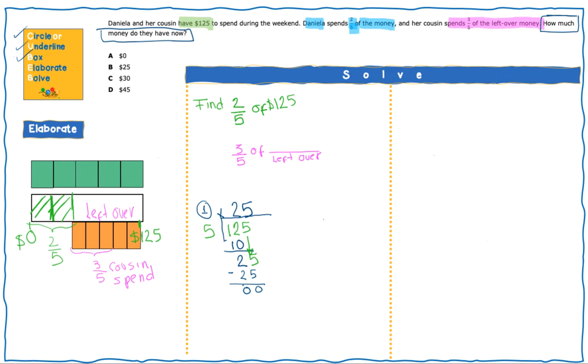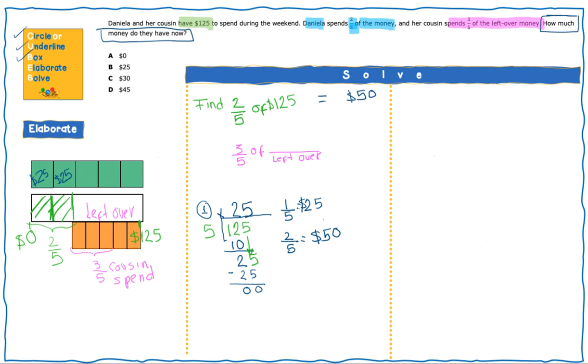That means in each of these pieces right here, we will have $25, and $25. And then 25, 25, 25. But actually, the only money Daniela spent is 2/5. So how many times do I repeat that 25? 1/5 equals 25. So 2/5 will be, yes, $50. Great. So this will be $50.